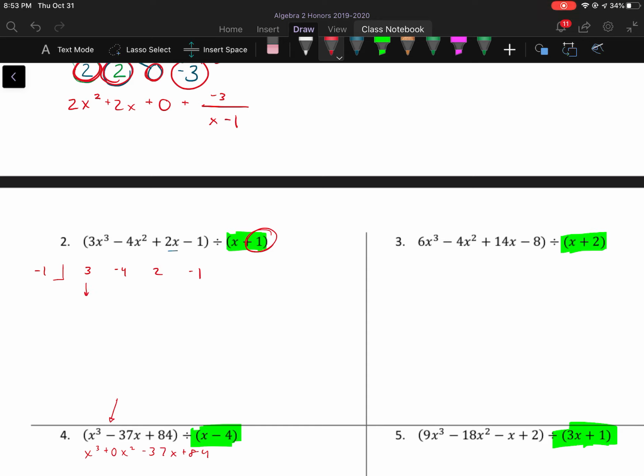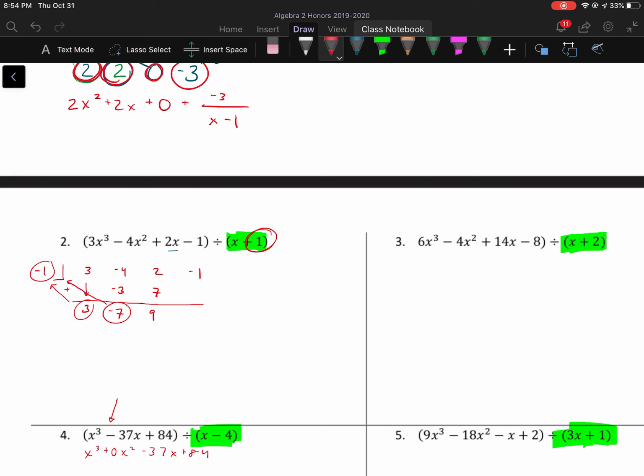First step, bring this guy down. Put my bar in there. We're always adding. This is just a 3. Now we take the 3 and we multiply it by negative 1. And you get negative 3. We add straight down and you get negative 7. Take that 7, multiply by my negative 1. That gives me a positive 7. Add straight down and we get a 9.